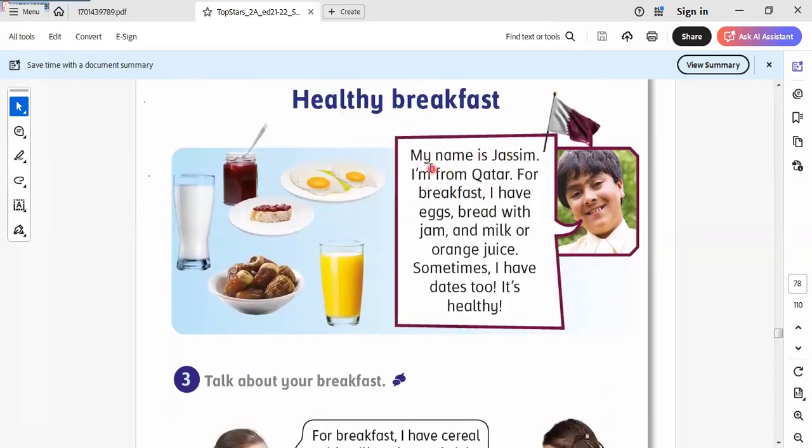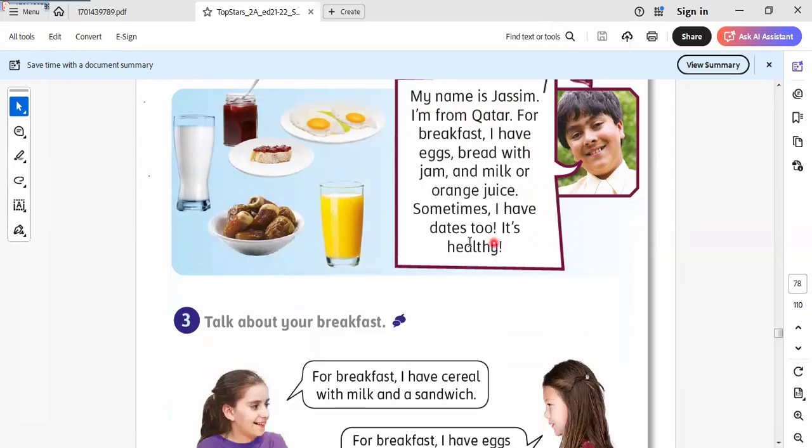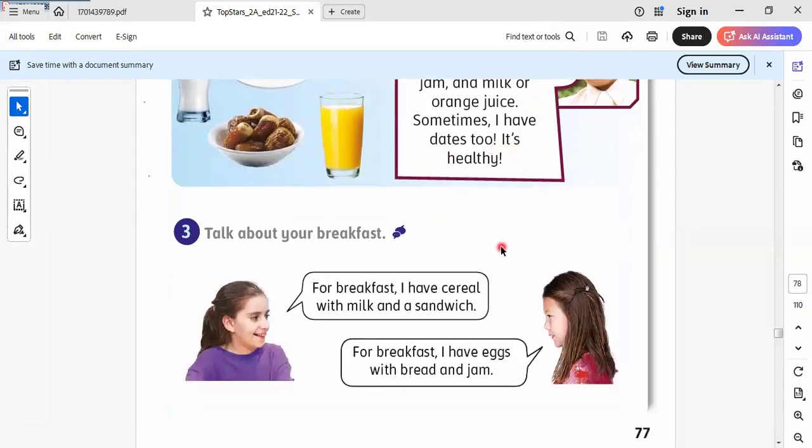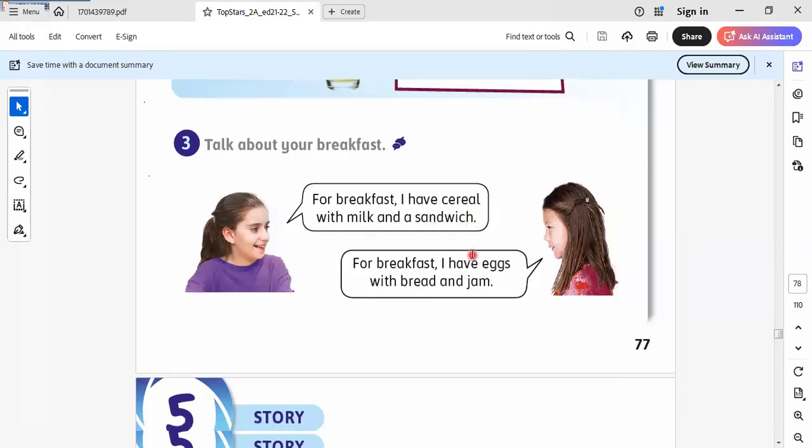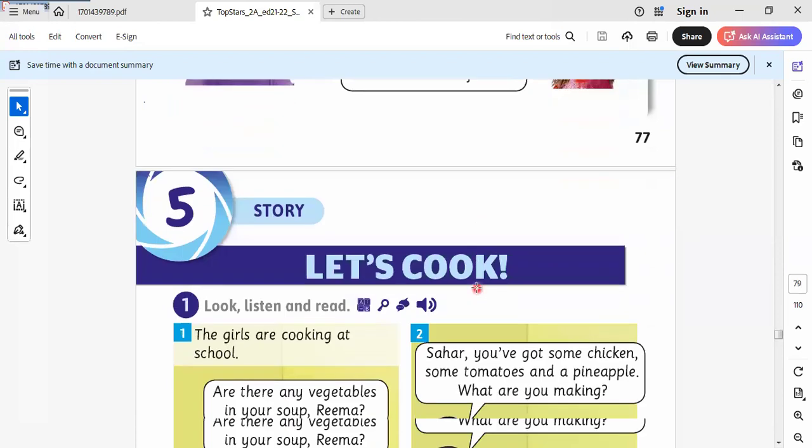About healthy breakfast. My name is Jason. I'm from Qatar. For breakfast, I have eggs, bread, and jam, and milk or orange juice. Sometimes I have dates too. It's healthy. For breakfast, I have cereal with milk and a sandwich. For breakfast, I have eggs with bread and jam.